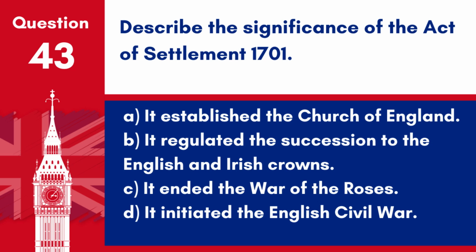Answer: B. It regulated the succession to the English and Irish crowns. The Act of Settlement 1701 was significant because it ensured that the English throne would be inherited by Protestant descendants of James I, excluding Catholics from the succession.